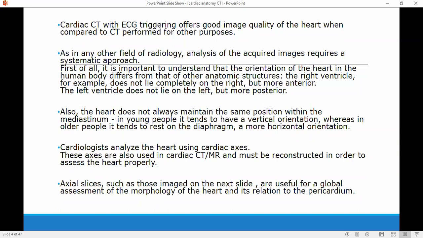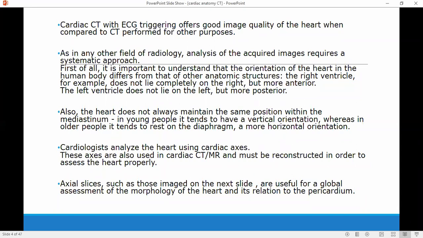Also, the heart doesn't always maintain the same position within the mediastinum. In young people, it tends to have a vertical orientation, whereas in older people, it tends to rest on the diaphragm, with a more horizontal orientation. Cardiologists analyze the heart using cardiac axes. These axes are also used in cardiac CT and MRI. The heart must be reconstructed in order to assess it properly.